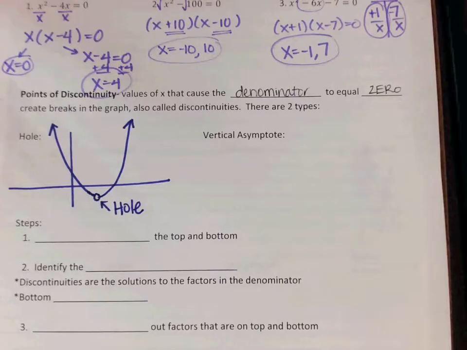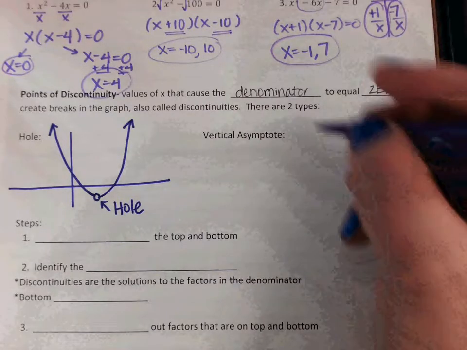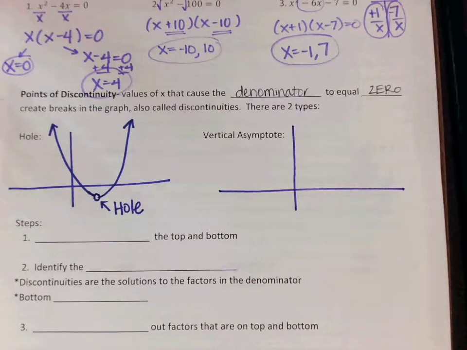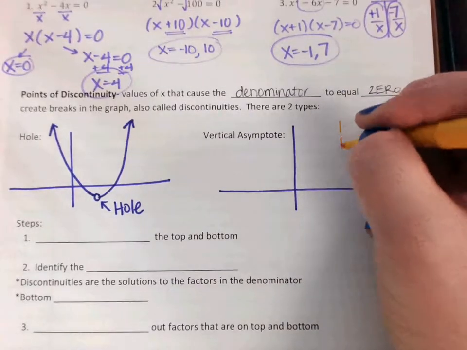Okay, the other type is what's called a vertical asymptote. Now, you've seen that word before, but an asymptote is a line that your graph is not allowed to touch. So let's say, just for example, that you had a line right here.